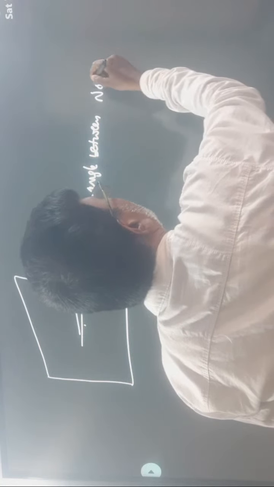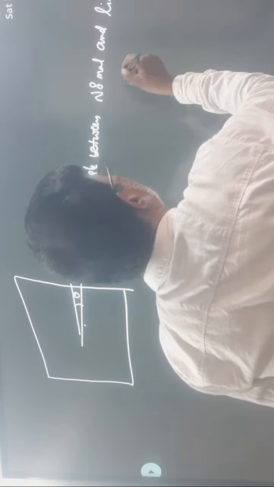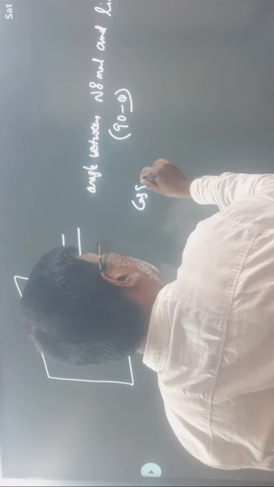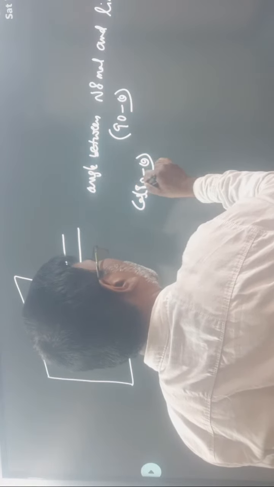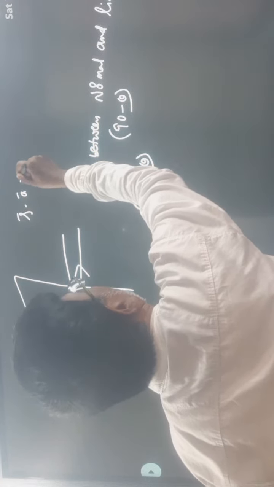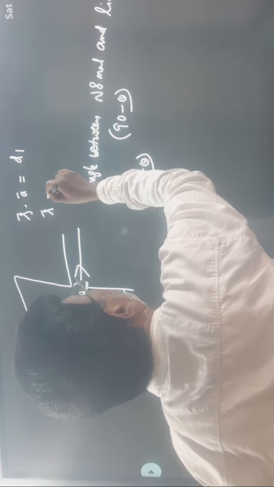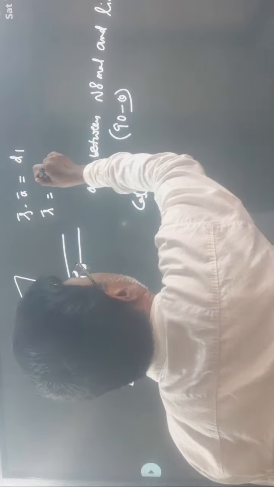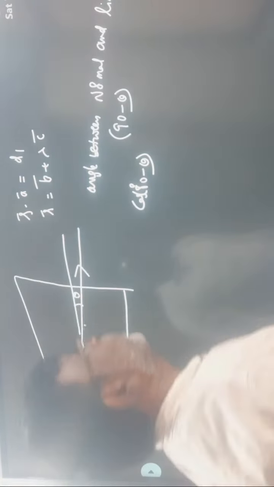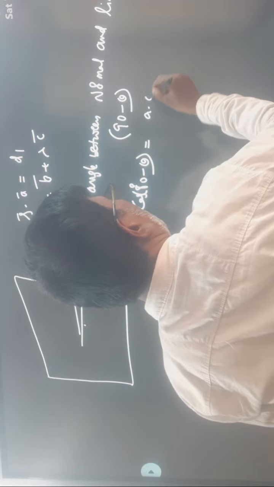The angle between the normal and the line is 90 minus theta. That is, cos (90 minus theta) equals, remember the formula. Here the plane equation is r dot a equals some constant d1. The line is r bar equals b bar plus lambda c bar. So this is the angle between these two. cos (90 minus theta) equals a dot c by mod a mod c.